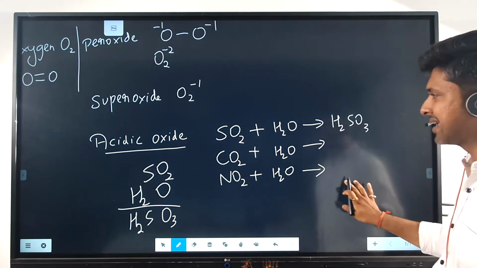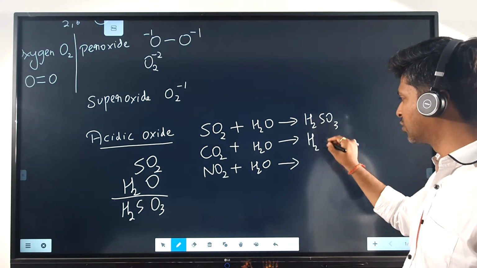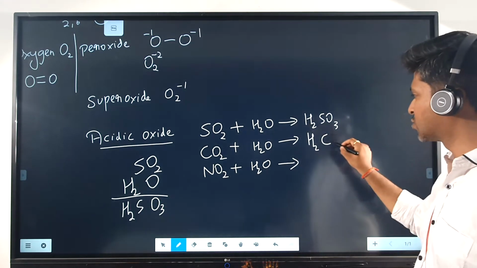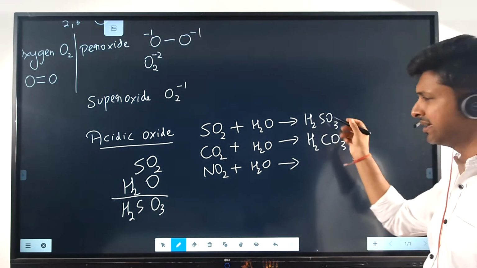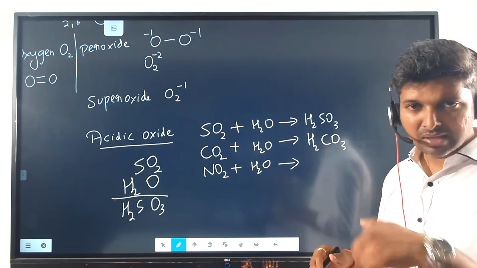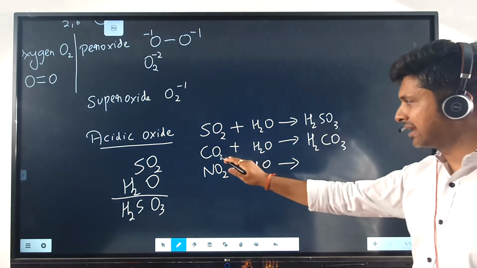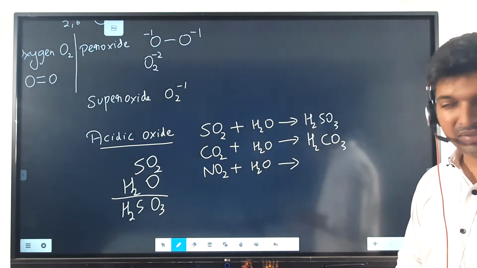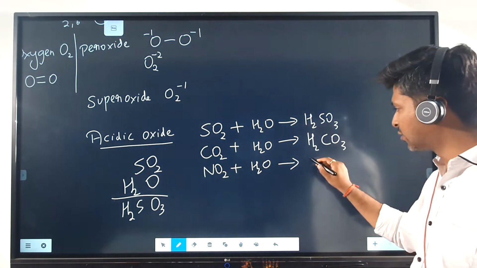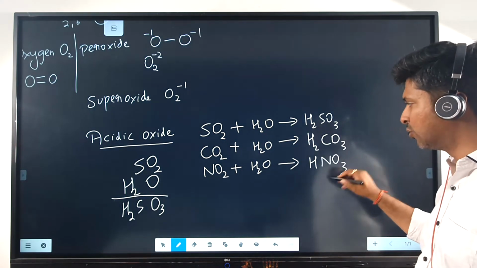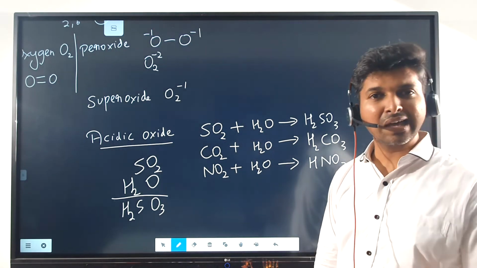This is sulfurous acid. Then CO2 will give you H2CO3. Do it in a similar way, it will give you H2CO3, carbonic acid. Sulfurous acid, sulfuric acid's younger brother: sulfuric acid is H2SO4, this is H2SO3, sulfurous acid. Then CO2 plus H2O gives carbonic acid, H2CO3, and H2O plus NO2 will give you nitric acid, HNO3. So these are the acidic oxides.